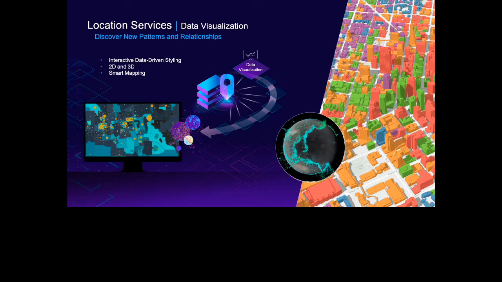And through a technique called smart mapping, you can take the guesswork out of setting your map properties by automatically analyzing your data, and make data-driven styling suggestions and create intelligent maps. And this smart mapping capability applies to 2D and 3D in just a few lines of code.